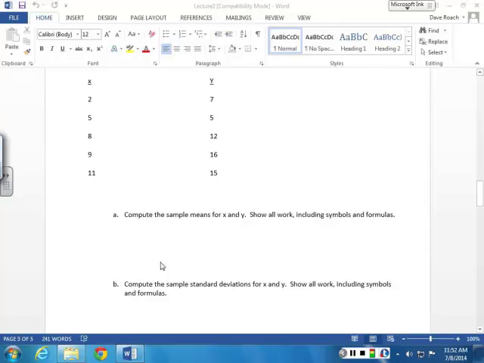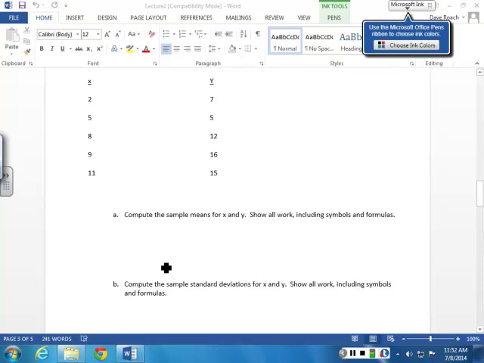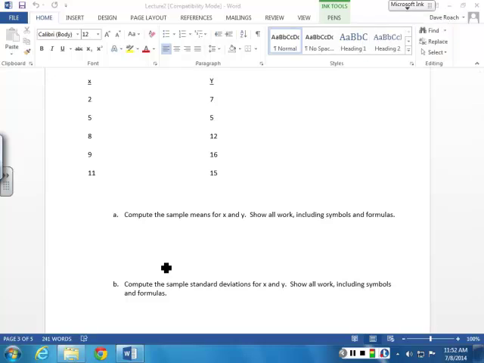Okay, so to compute the mean, you just add the numbers up and divide by the number of them. We're going to be computing the sample mean. The symbol is x bar, and that's equal to the sum of the x sub i's divided by the number of them. Okay.